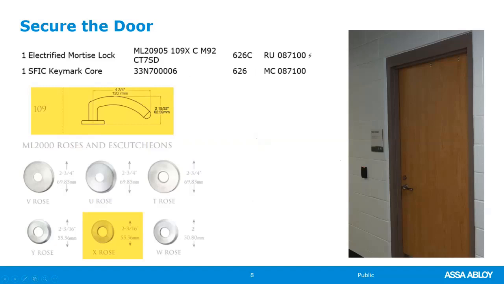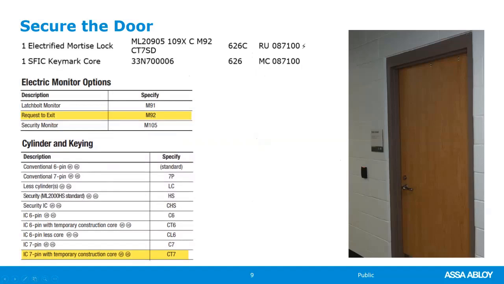And the rest of the part string, the M92, is request to exit. The request to exit switch is on the inside handle. When you turn that handle, the switch is telling the security system, this is a valid exit. Somebody's not breaking into this room or space. They're not coming in from the outside because the card reader hasn't been activated. The request to exit switch shunts the alarm so that the alarm system won't go off at that time.